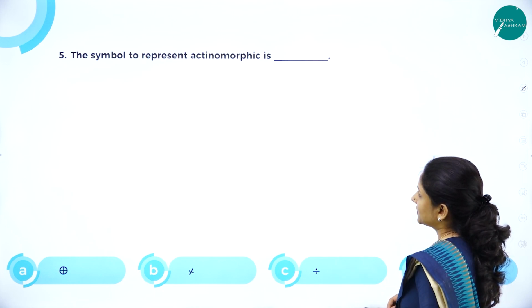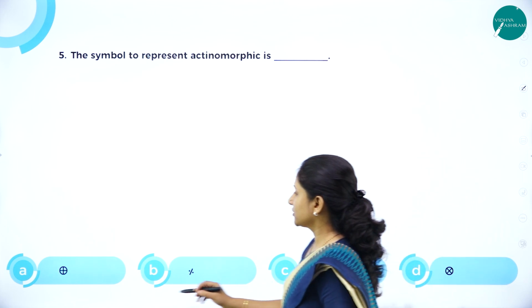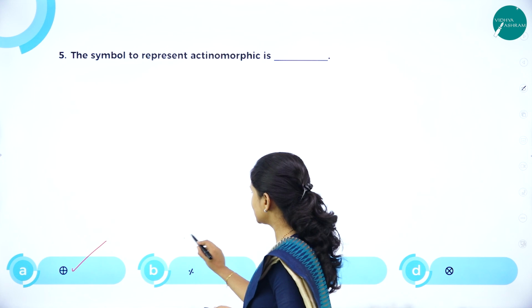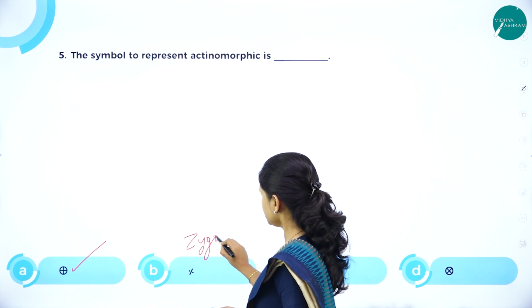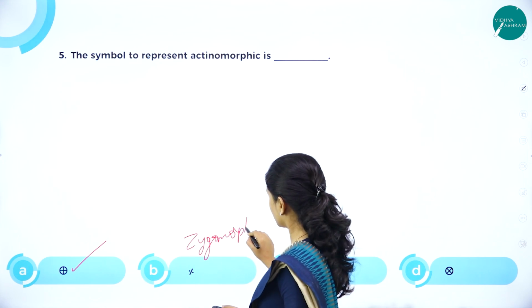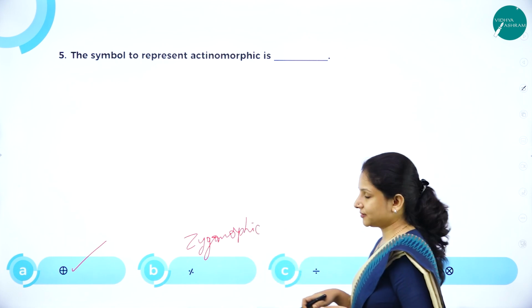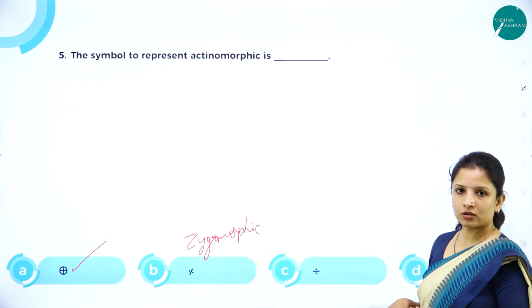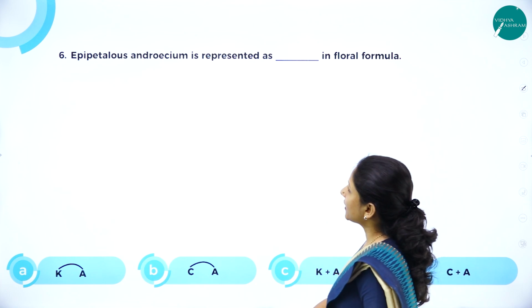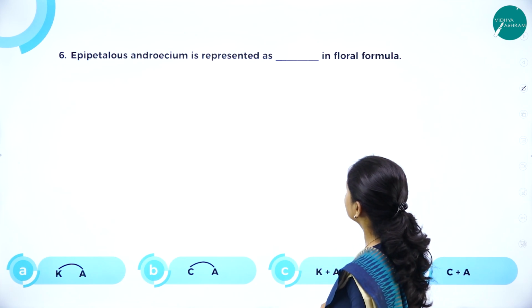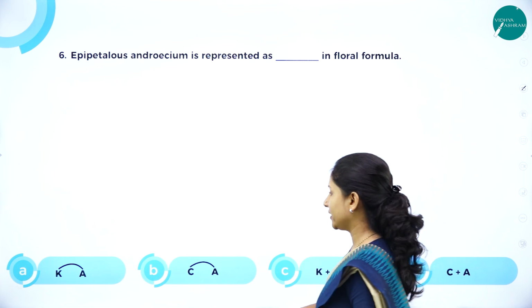The symbol to represent actinomorphic is, so this is a symbol for actinomorphic, this is zygomorphic. Option A is the right answer here. The rest two are wrong. It's not correct.